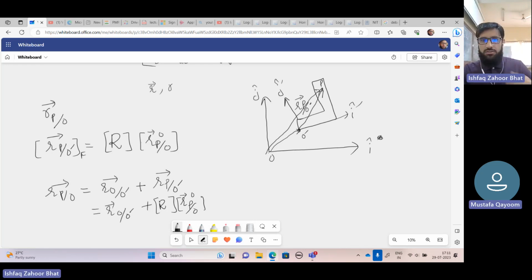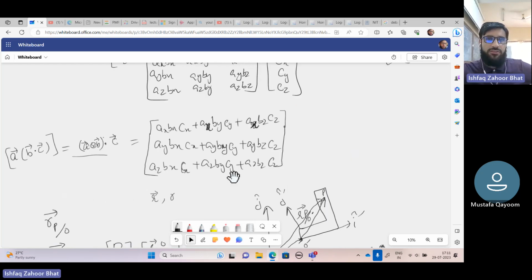Sir, will RO dash change? It will. Obviously, this will change. When the body moves, this changes. It will have some different value. But see, we have made an assumption. What is this RO O dash? It is the position vector of this O dash in inertial frame, in this fixed frame. And we have made an assumption that we know it.